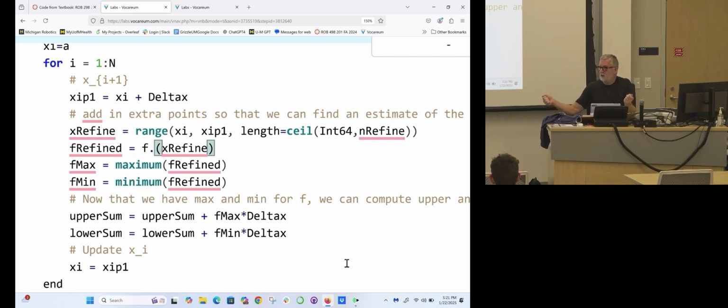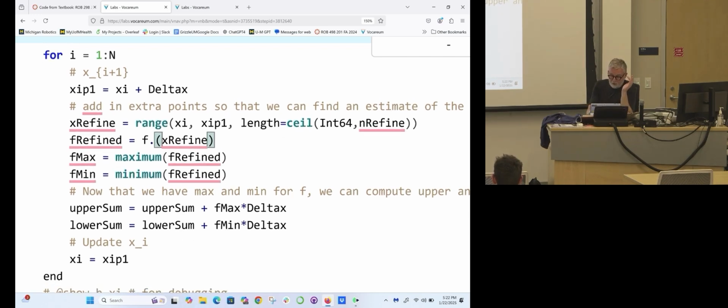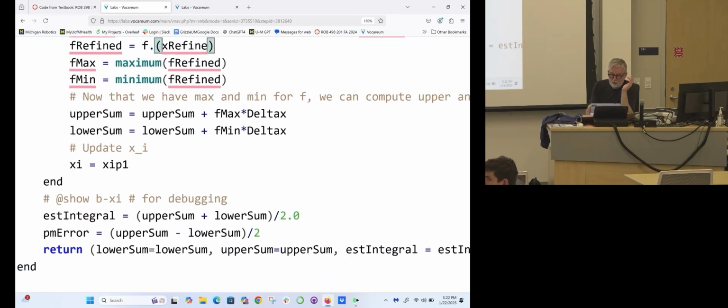it just automatically does it. Julia is much more type refined, and if you're giving the function an argument that is not a scalar when it's designed to be a scalar, you need to tell it that you meant to do that, and that's where you put the dot. It does broadcasting and evaluates the function at each point in that vector. Then we just take the max and the min of those, and then we use that for our sums.